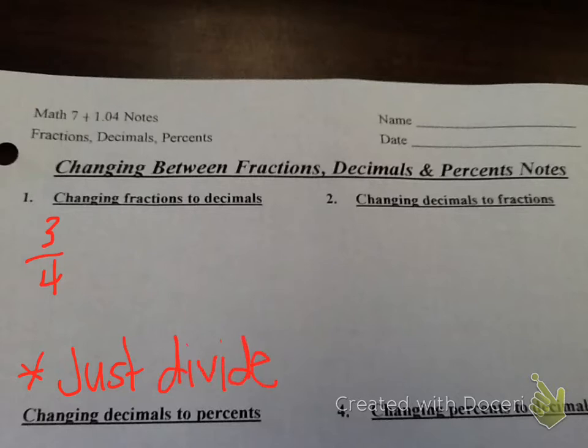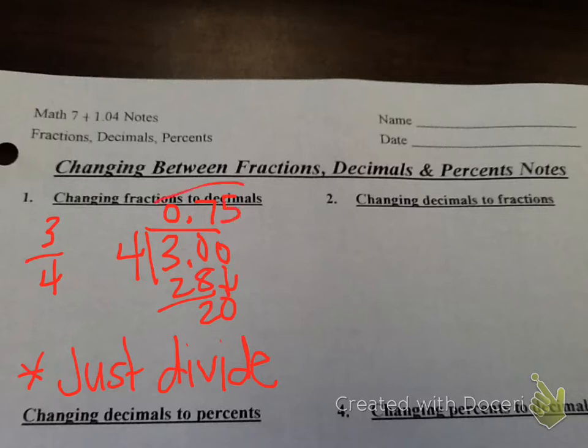So, the top dog goes in the doghouse. 4 goes into 3 0 times. So I add my decimal point, add a 0. 4 goes into 30 7 times. And 4 goes into 20 5 times. So 3/4 is 0.75.